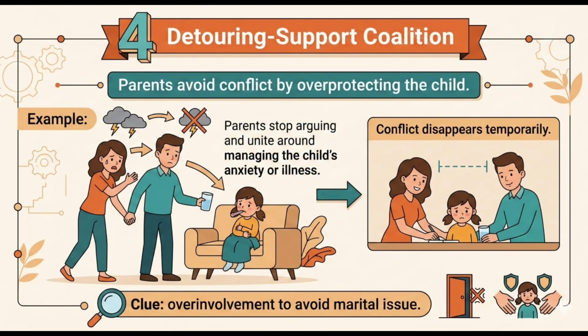Four, detouring support coalition. Parents avoid conflict by overprotecting the child. Example: parents stop arguing and unite around managing the child's anxiety or illness. Conflict disappears temporarily. Clue: over-involvement to avoid marital issue.